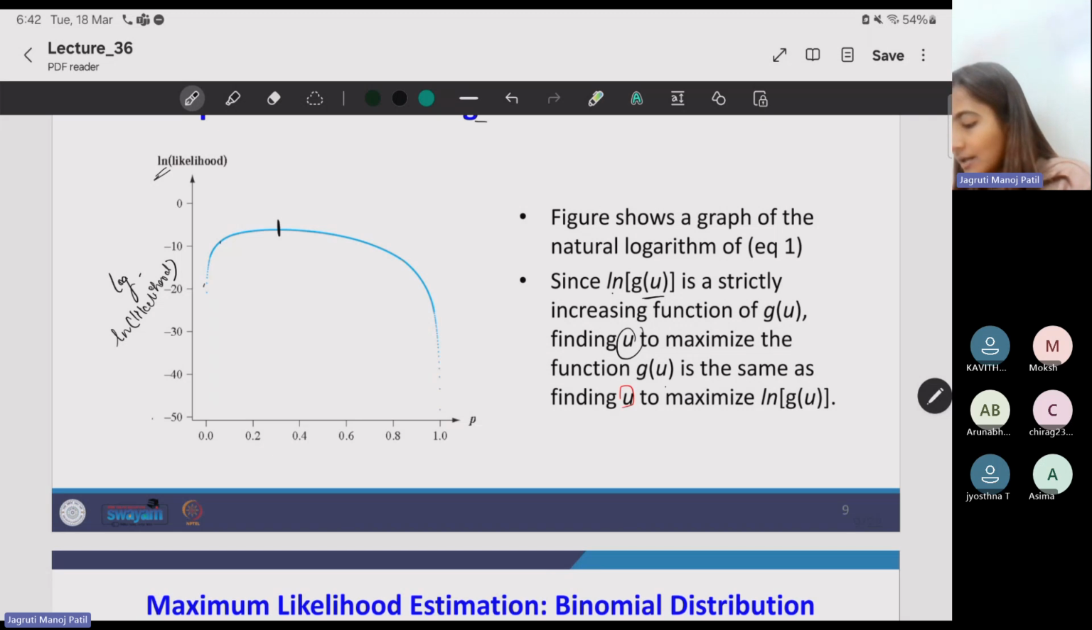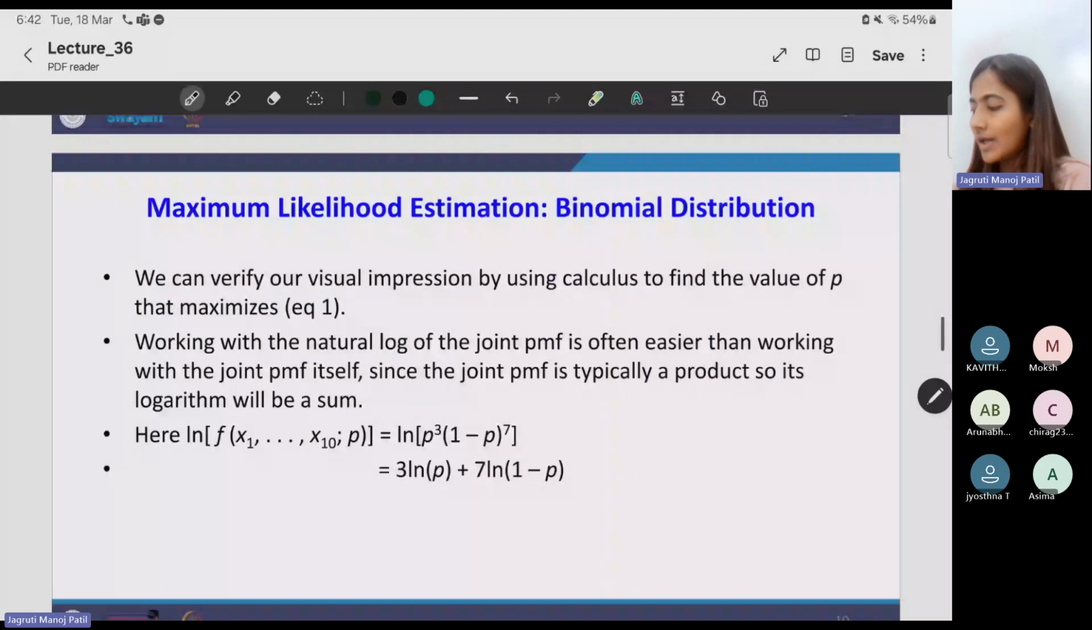So what we mean is that u would be maximum for a function that is g of u, right? And then u would be maximum for a function that is ln of g of u, where u is actually a function of g. So we see that the maximum value that we get in this is also the maximum value that we get in this particular term. So how do we do that?